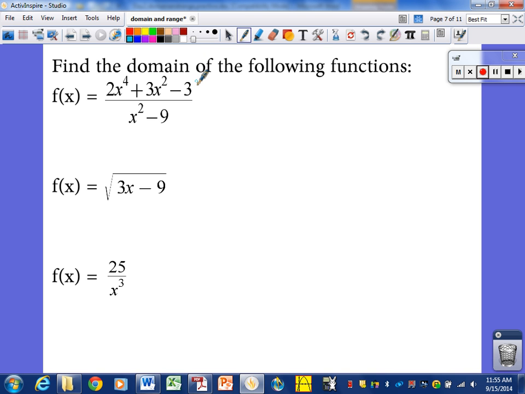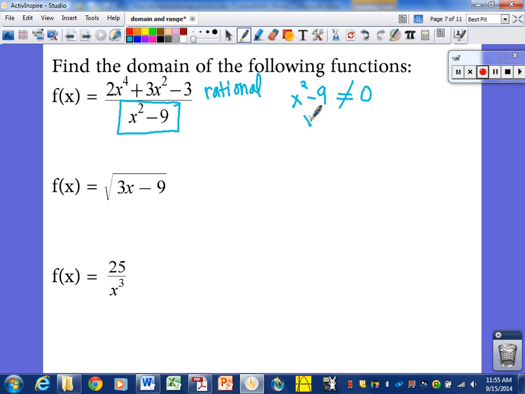Okay? What type of a function is this? Where's the variable? In the bottom, so this is a rational. As long as it has a variable in the bottom, it's a rational function. Yes, it's a polynomial on top and a polynomial on bottom. It's rational. So our restriction is that x squared minus 9, the denominator, cannot be equal to 0. Every time you see a variable in the bottom, the bottom cannot be equal to 0.